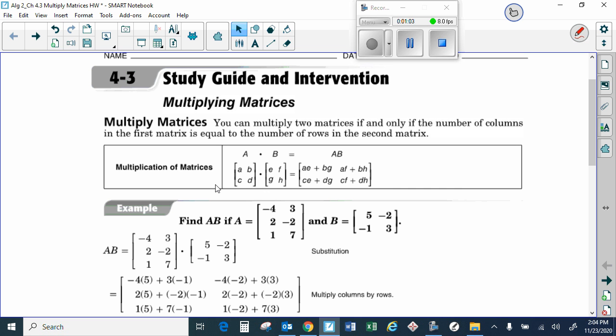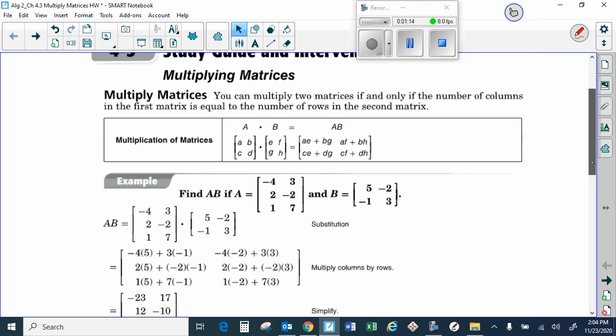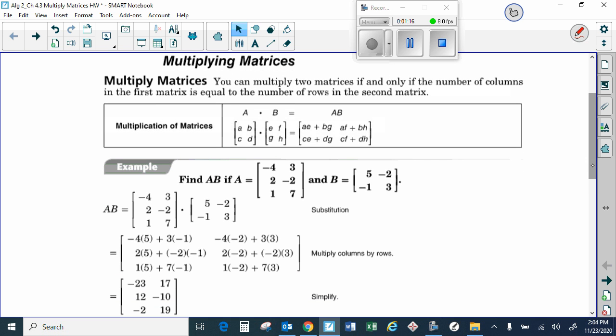Now, if they're the exact same size matrix, 2 by 2, 3 by 3, of course you're going to multiply them. The question is when they aren't, can you, so check your inner numbers. So, what do we do? The first matrix, you circle your rows. The second matrix, you circle your columns.